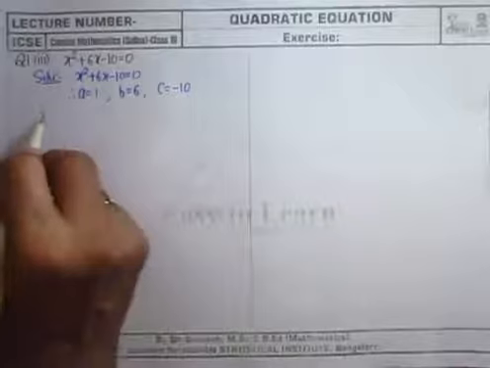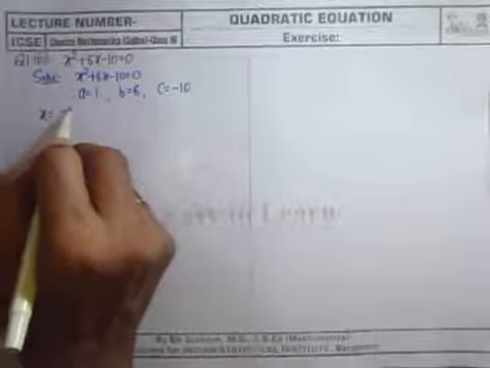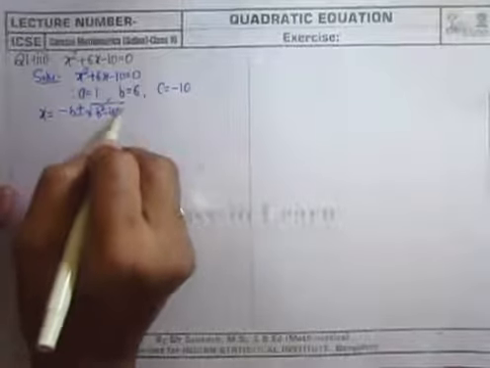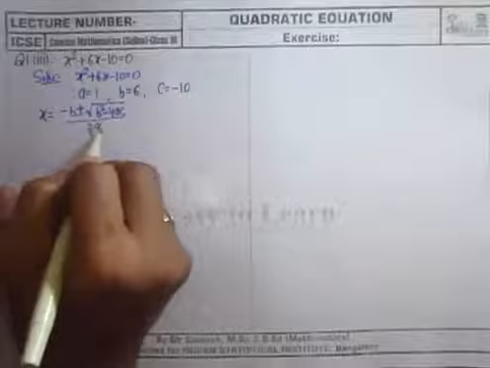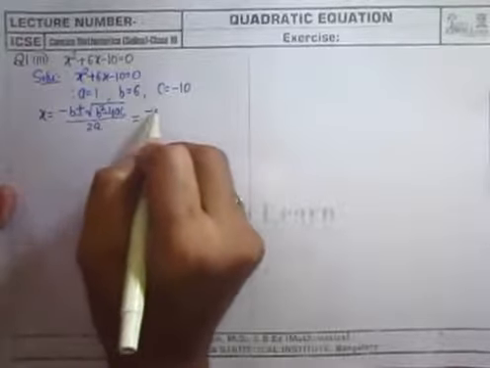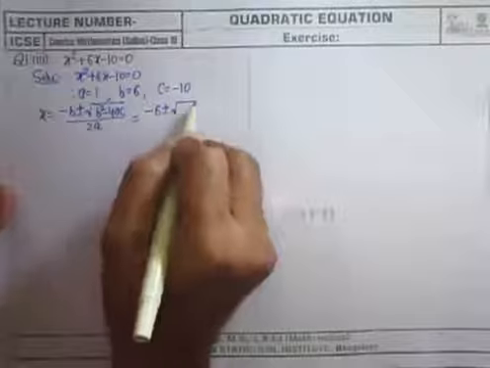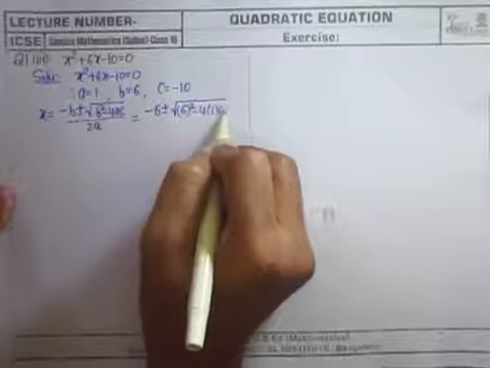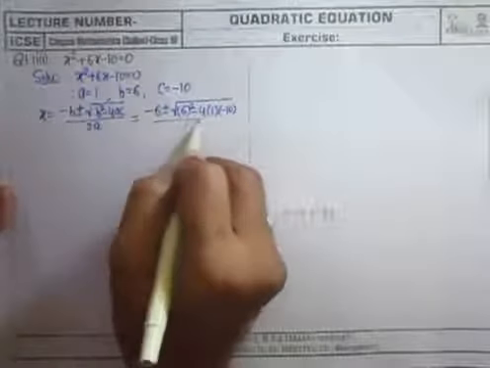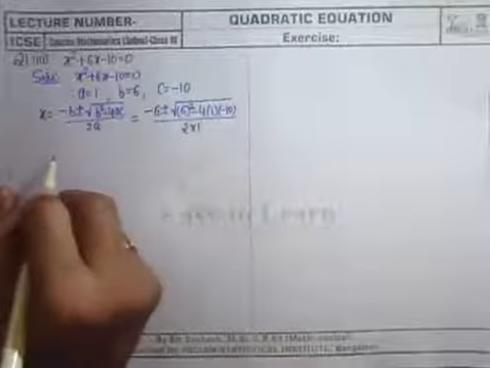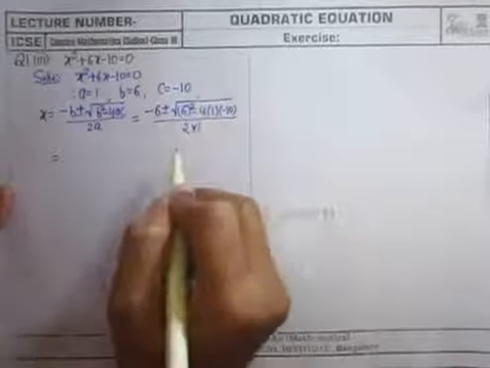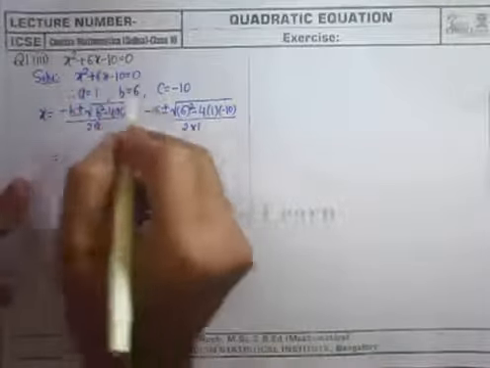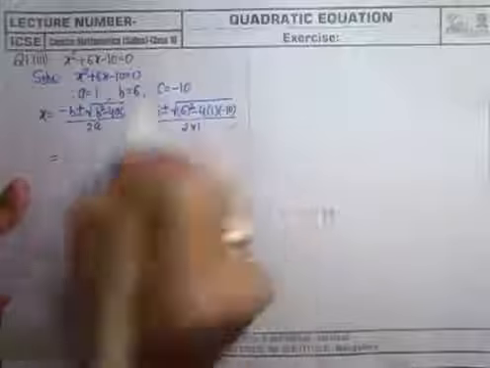Now the formula for x is minus b plus minus root under b square minus 4ac by 2a. So put here minus b is minus 6 plus minus root under b square, it is 6 square minus 4, a is 1 and c is minus 10, by twice a, 2 into 1. For this step you will get 1 mark. In the examination generally this question is asked for 4 marks or 3 marks. So here you will get 1 mark.